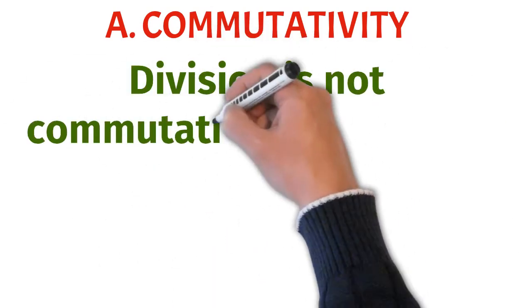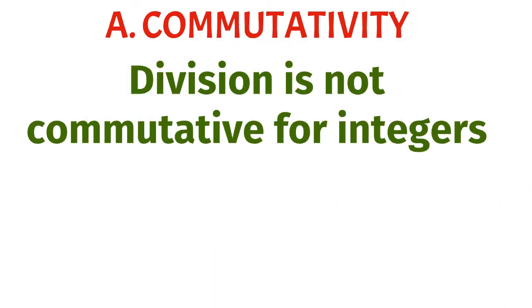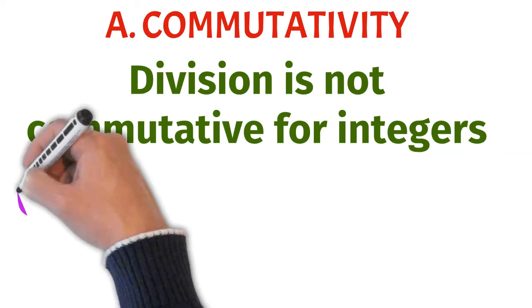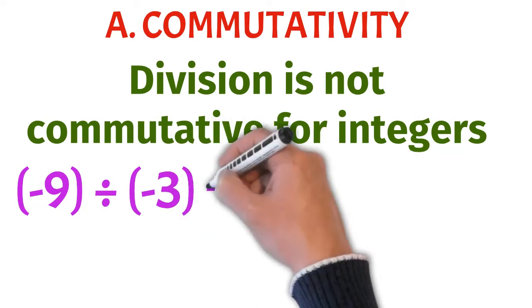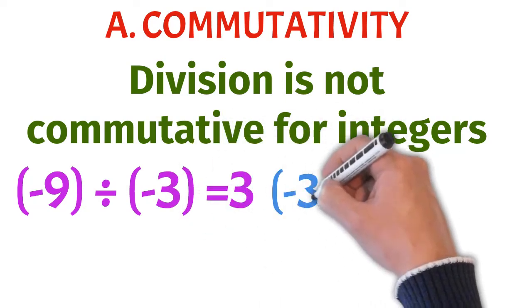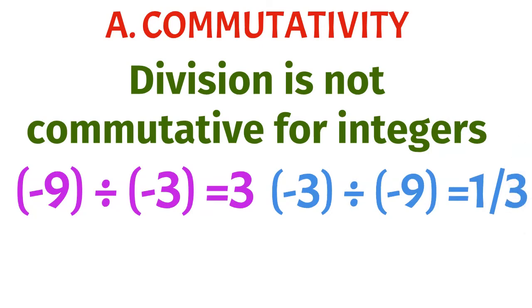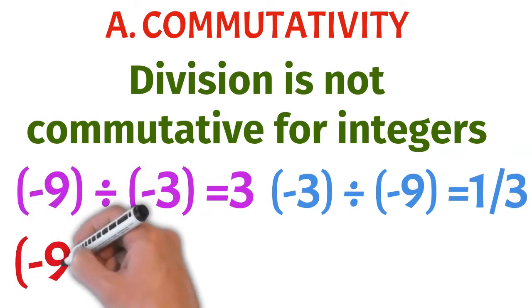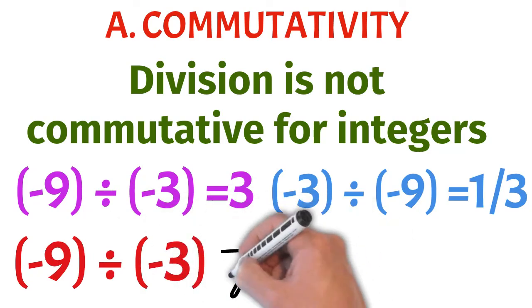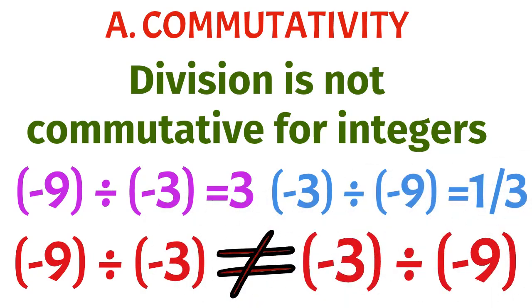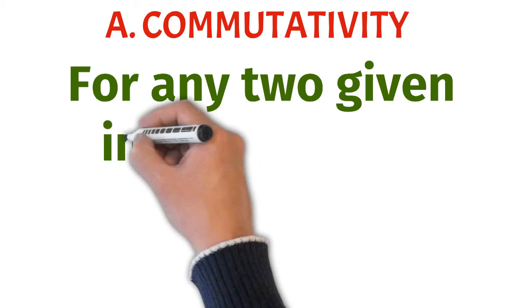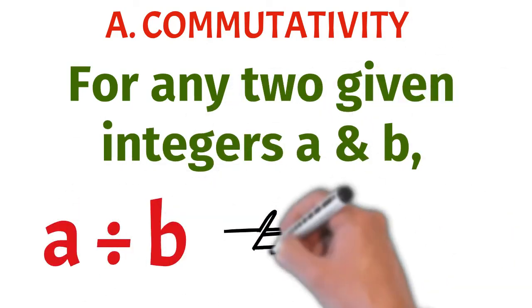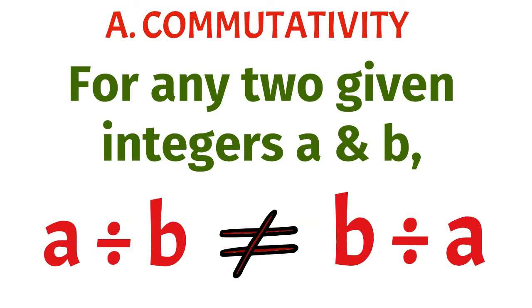Commutativity. As we all know, division is not commutative for whole numbers. It is also not commutative for integers. We can take an example to verify it. Minus 9 divided by minus 3 equals 3. But minus 3 divided by minus 9 equals 1 by 3. Thus, minus 9 divided by minus 3 not equal to minus 3 divided by minus 9. We can write it like this. For any two given integers a and b, a divided by b not equal to b divided by a.